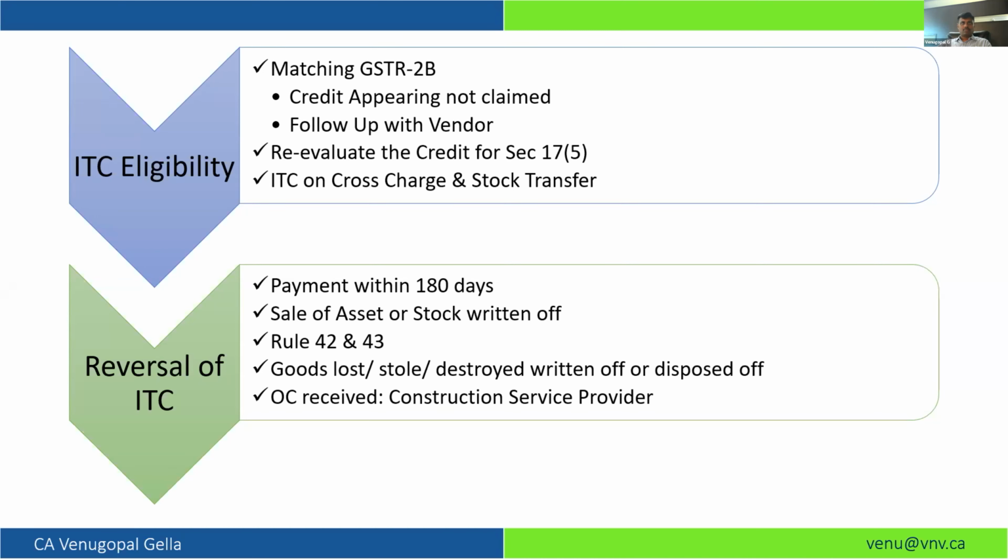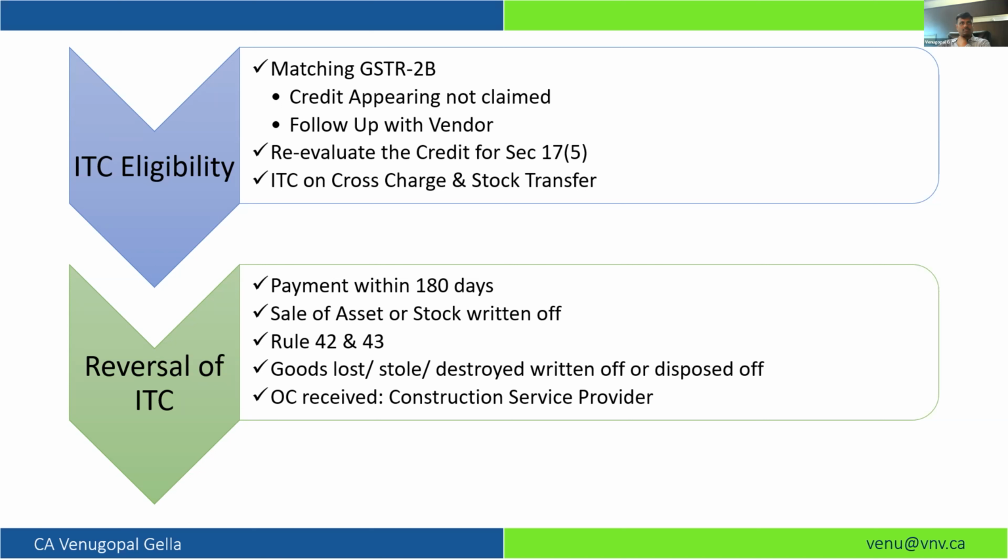Over there, he said that there is one change which has been brought out. Earlier it was written that if any payment has not been made within 180 days, ITC needs to be reversed. The problem was, it was not written as ITC needs to be reversed. It was said that the amount needed to be added to output tax liability.